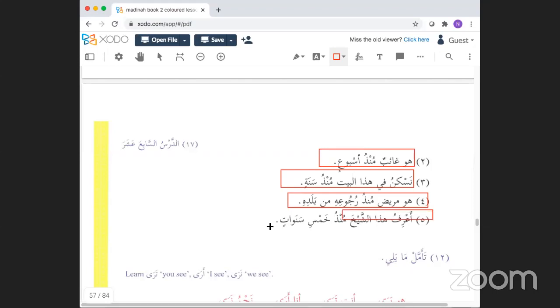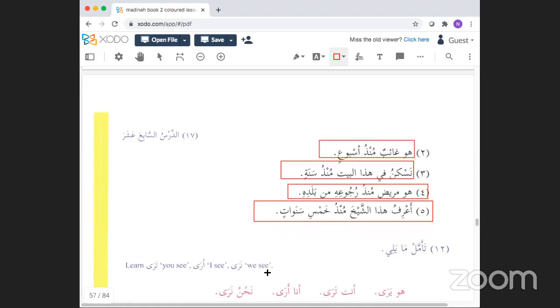And someone can translate that, please. أعرف هذا الشيخ منذ 5 سنوات. Who's going to take it? Brother Zaid: I have known the Sheikh for 5 years. Again, please, can you raise your voice? Your microphone's very low, Zaid. I have known this sheikh for 5 years. Well done. Ahsan. Barakallah feek.